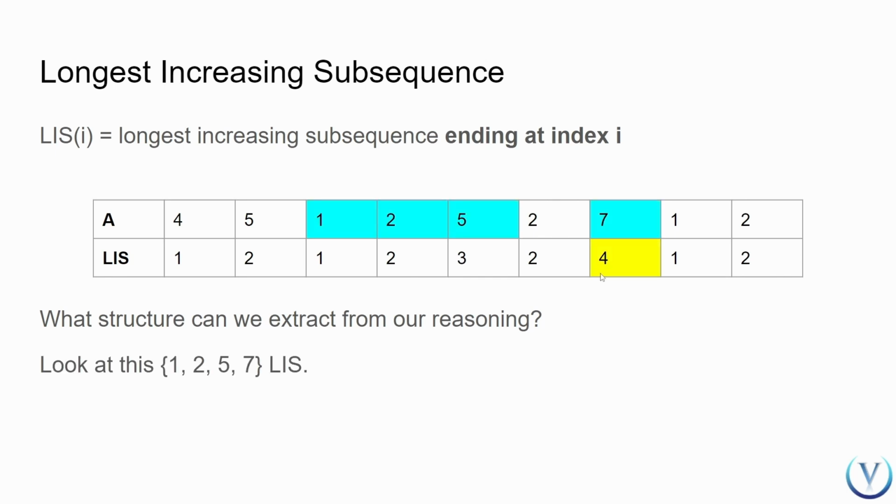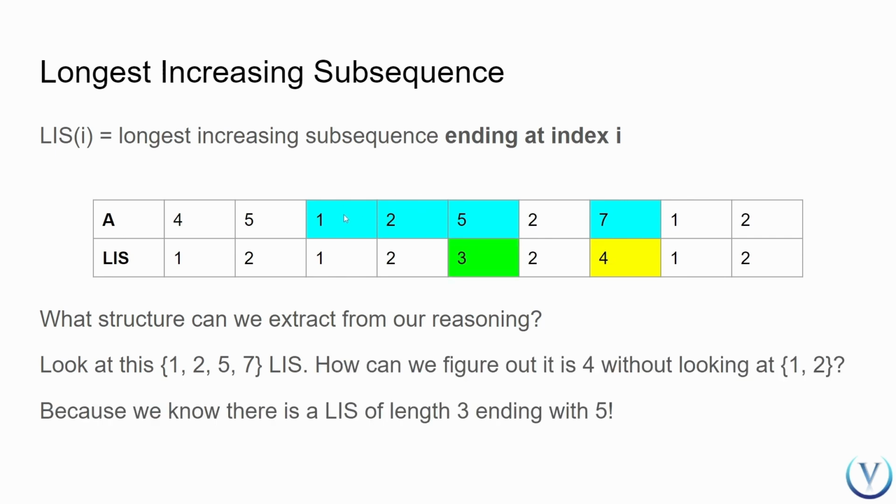We see that the longest increasing subsequence ending at this index is 4, and it is given by 1, 2, 5, and 7. Can we observe that 1, 2, 5, 7 is the longest increasing subsequence of length 4 because 1, 2, and 5 is a longest increasing subsequence of length 3, and 7 is bigger than 5? In other words, when we consider the longest increasing subsequence ending at this yellow index, we actually did not need to go through all possible subsequences ending at this index.